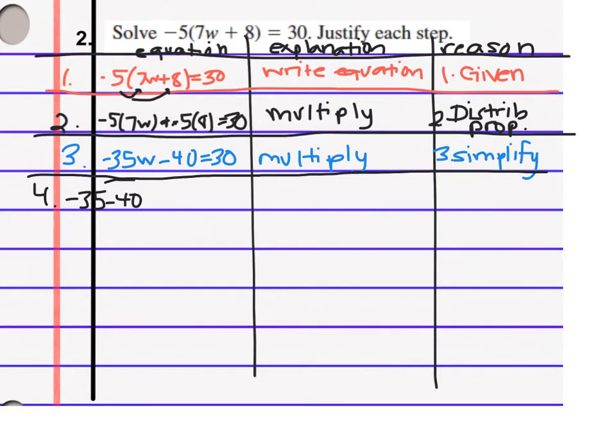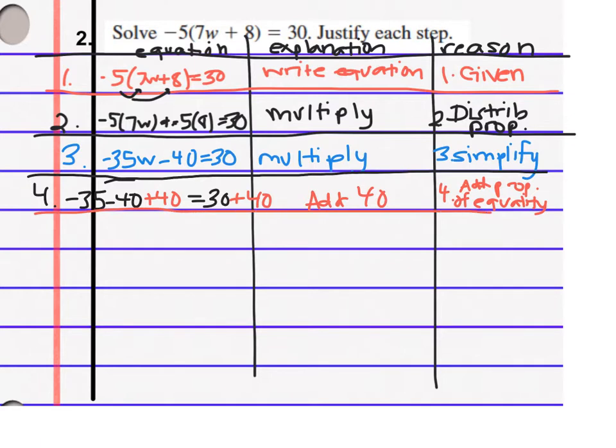I'll put that in red just so you can clearly see what I'm doing to each side, the new part. Okay, so what did we do? We added 40. What property is that? That's the addition property of equality.